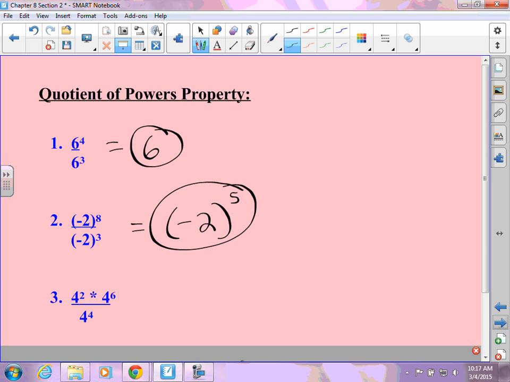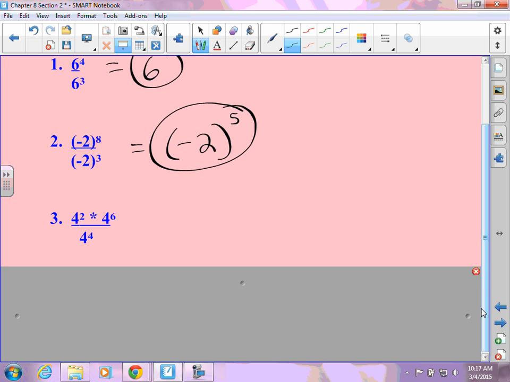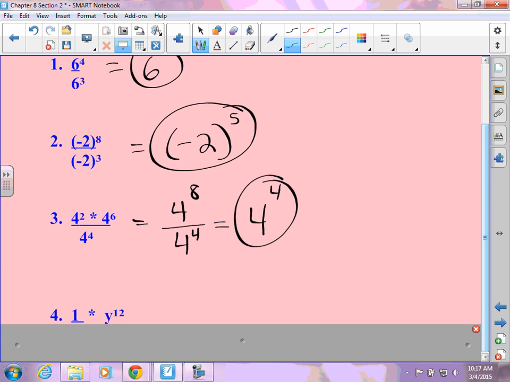This next one, what did we do first? We added, that's right. So it's 4 to the 8th over 4 to the 4th, and then we subtracted and got 4 to the 4th. That's right. Now this one caused some problems for students.